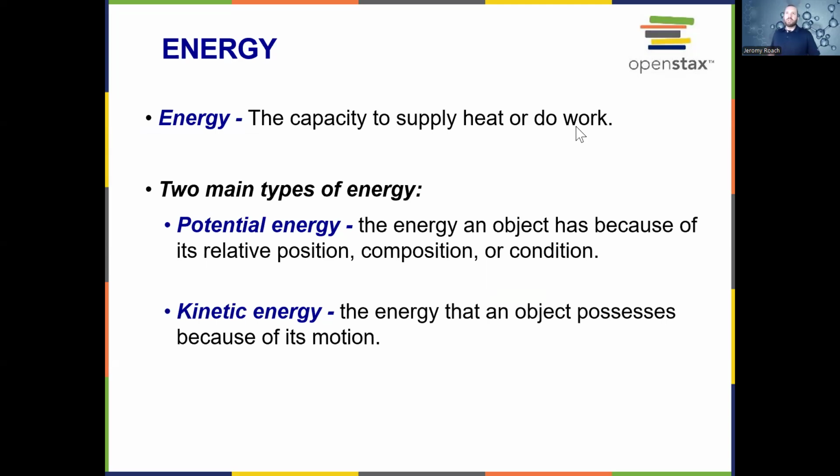The definition of energy is the capacity to supply heat or to do work. And there are two main types of energy. There's potential energy, and that's stored energy due to its position, composition, or the condition that it is in. And then there's also kinetic energy, which is the energy of motion. Chemistry focuses on how these forms of energy are transformed during reactions.